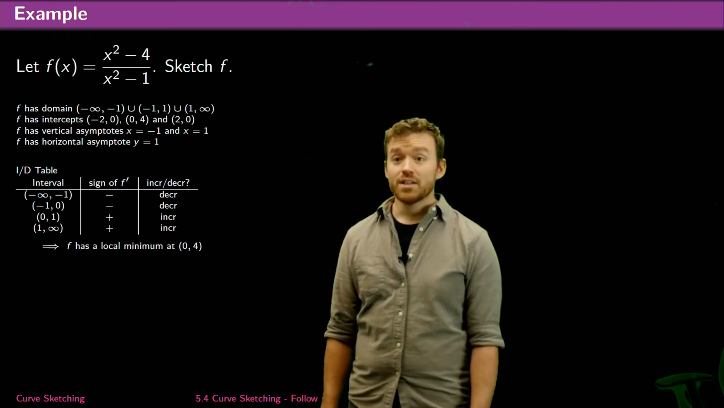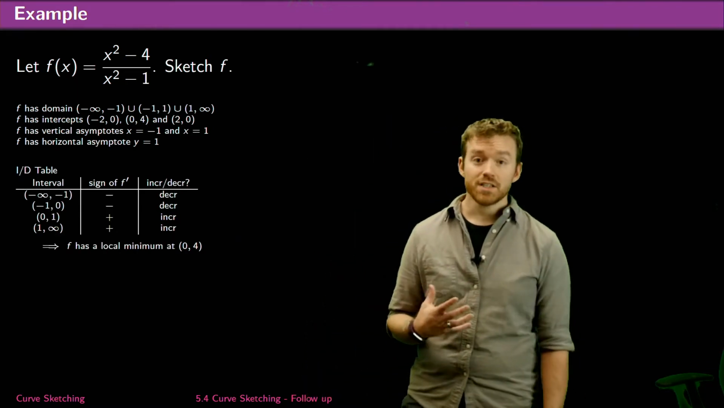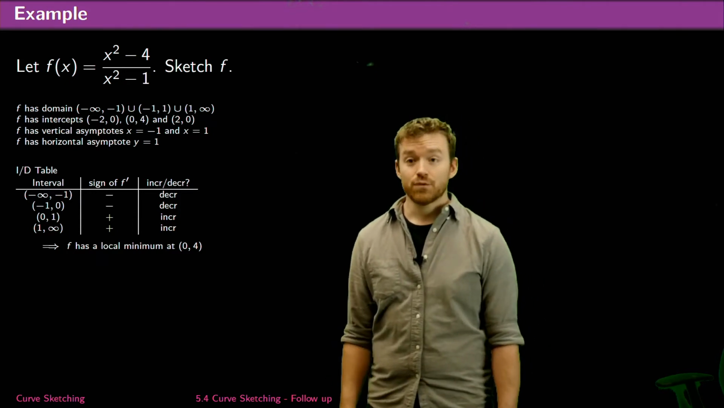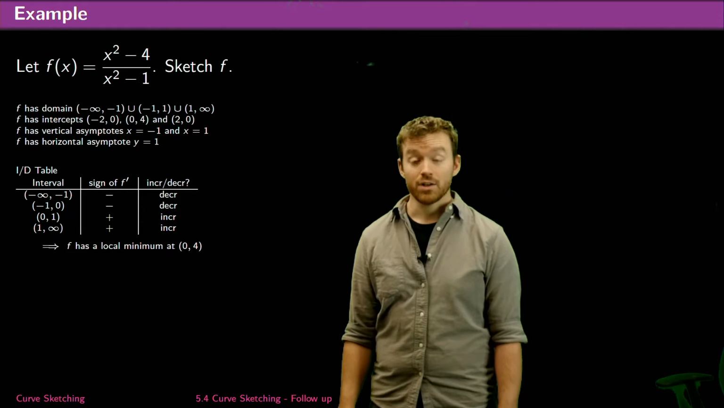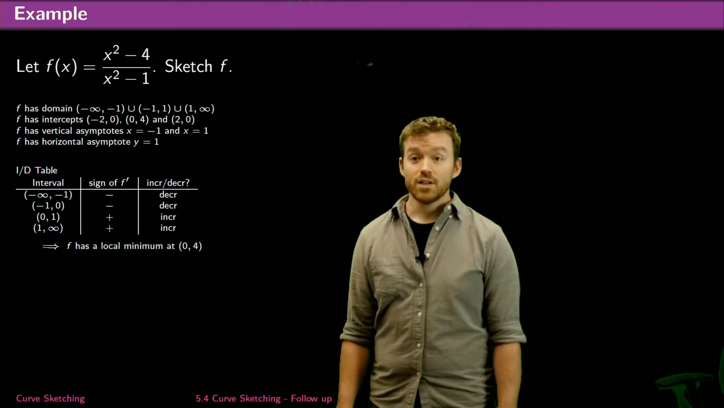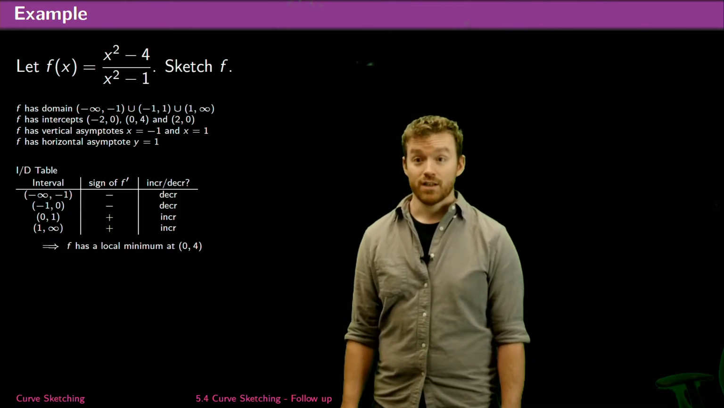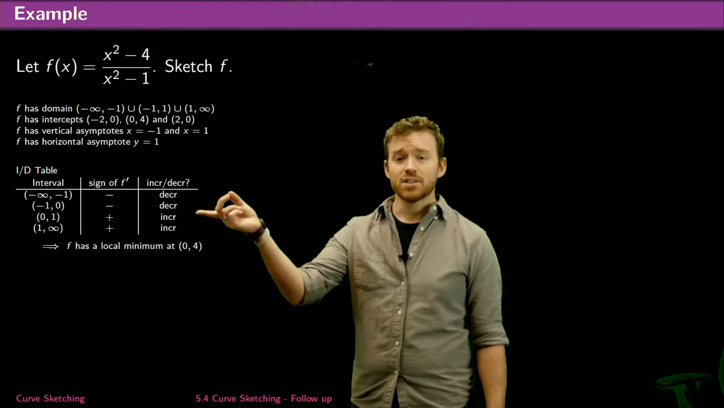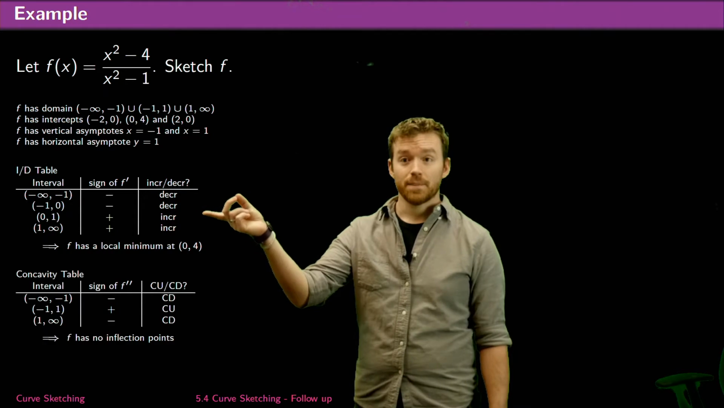In the second video, we determined where my function was increasing and where it was decreasing using the derivative. It's decreasing on the intervals -∞ to -1 and -1 to 0, and it's increasing from 0 to 1 and 1 to infinity. This meant that f has a local minimum at (0, 4) because it switches from decreasing to increasing.